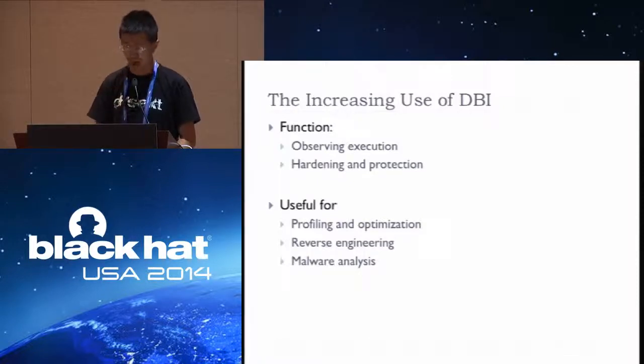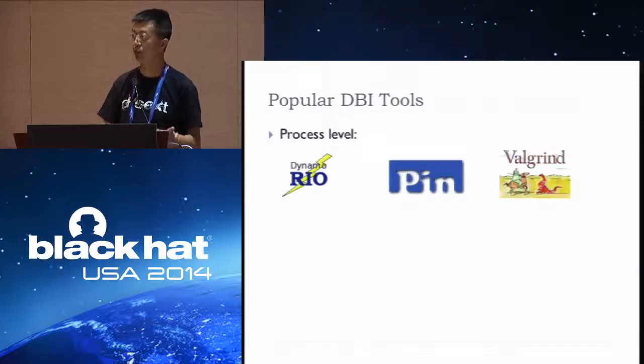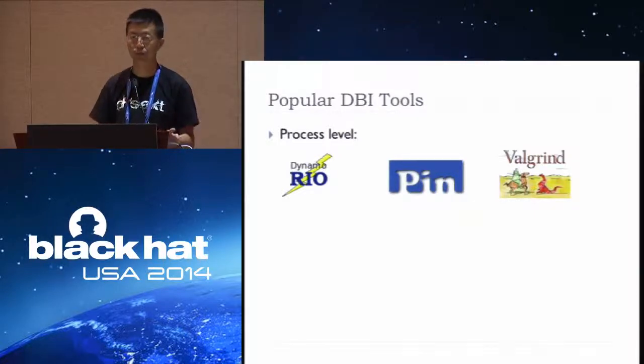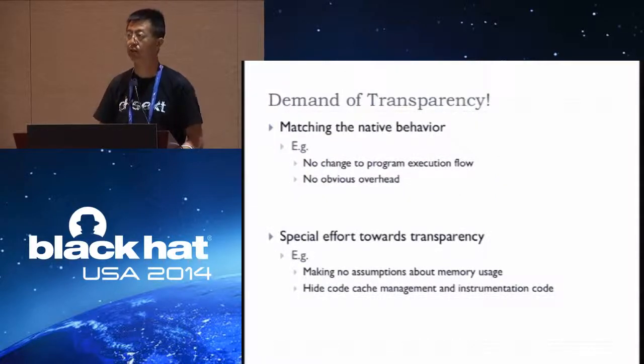Okay. And there are lots of popular tools, and this talk is mostly about DynamoRIO. It's a tool whose developers are now all at Google. And there's also the Intel PIN tool, and there's also Valgrind. All these are very popular tools. Okay? So with this brief introduction about the background, now let's go back to the core topic. We're going to look at the transparency feature of this DBI tool.